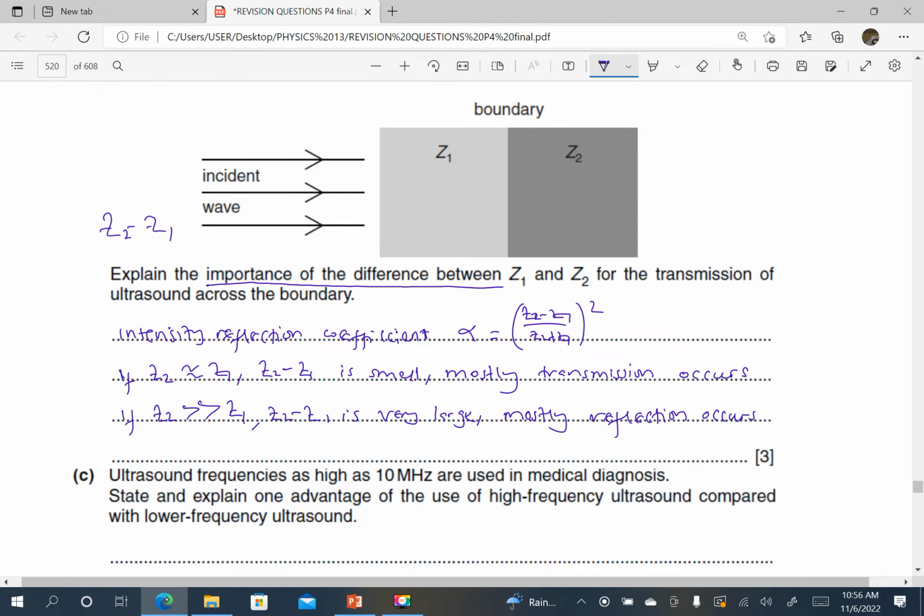occurs. So note very carefully that when Z2 is approximately equal to Z1, it means Z2 minus Z1 is approximately 0, and 0 over Z2 plus Z1 means alpha is approximately 0, which means more transmission, almost no reflection. And when Z2 is far, far greater than Z1, it means Z2 minus Z1 is approximately Z2. Z2 plus Z1 is still approximately Z2. So when you divide, you get approximately 1. And the ratio of 1 means more reflection occurs at the boundary. Okay.